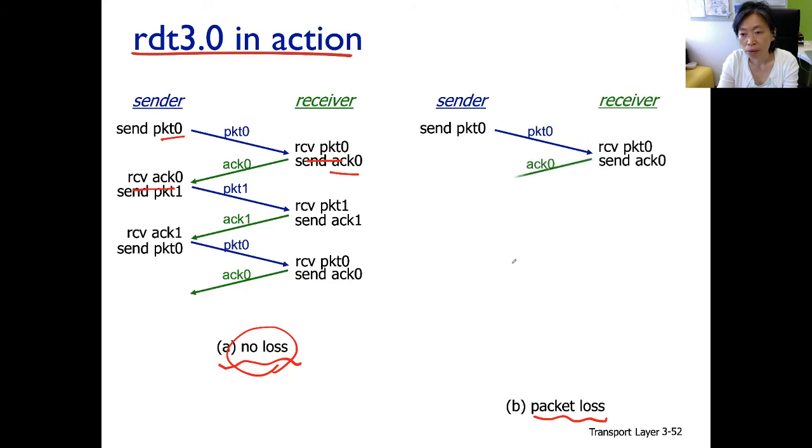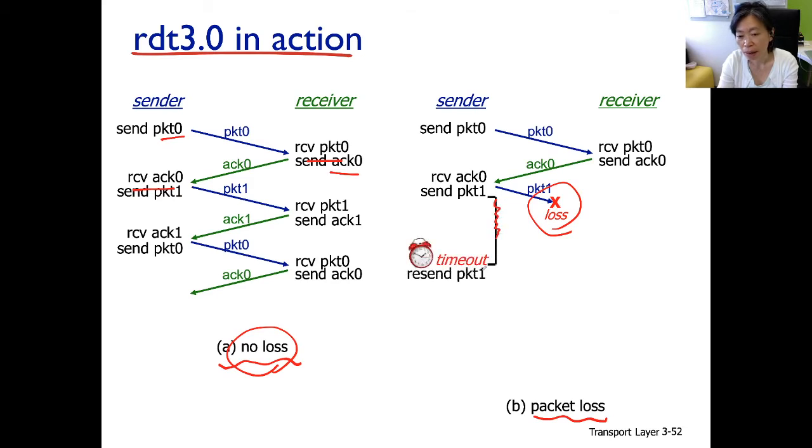Now the second scenario where we begin to see packet loss. Packet 0 goes, ACK 0 comes back. Packet 1 goes, but yeah, dropped. So what's going to happen here? The receiver is not going to receive anything. And the sender side has a timer, right? So that's going to tick, tick, tick until, yep, timeout. Resend packet 1 and restart timer.